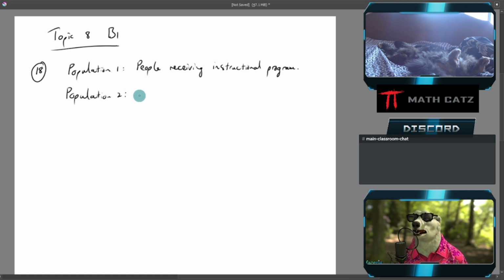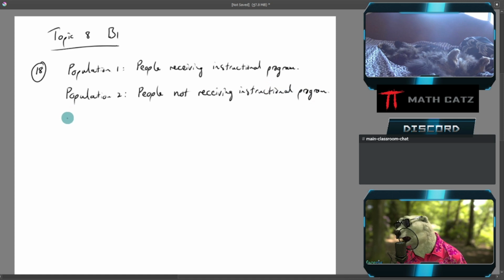And then we're comparing that to population 2, the control group, so to speak, the people who do not receive the program, not receiving this treatment of sorts. Instructional program. All right, so now my null hypothesis versus my research hypothesis.